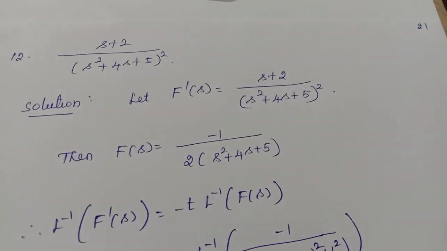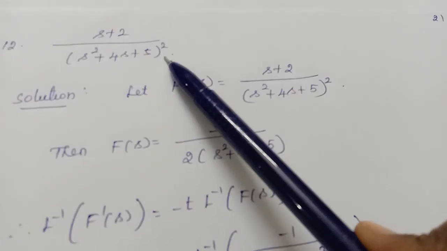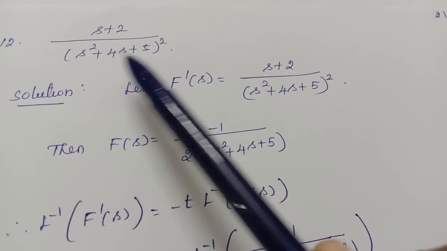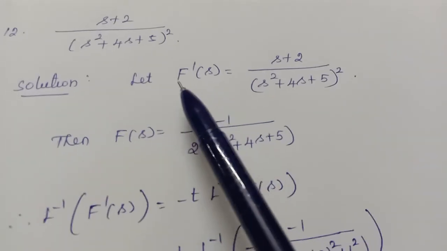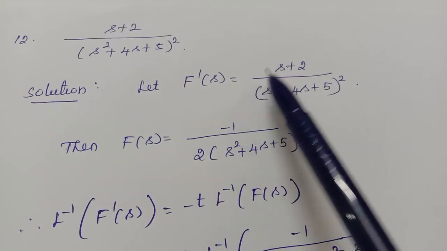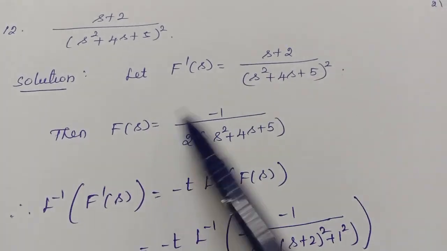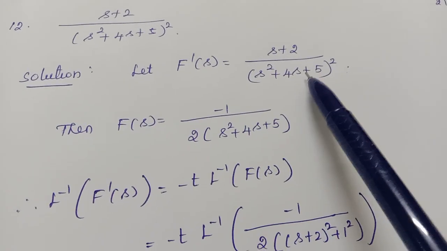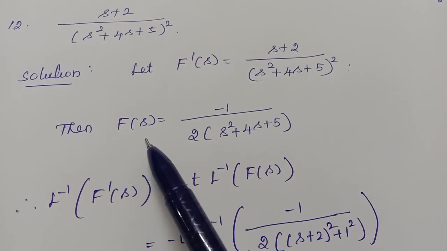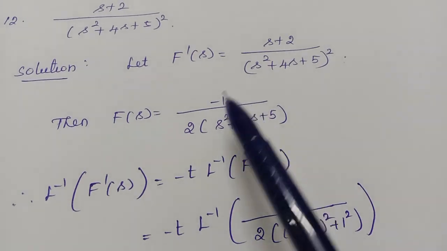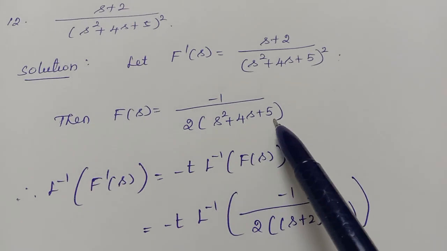s plus 2 by s square plus 4s plus 5 the whole square. This is also similar type. Square term in the denominator. So for that you have to take f dash of s equal to s plus 2 by s square plus 4s plus 5 the whole square. Integrate it. This is also in the same pattern as we have discussed above. So I put the integration value directly. f of s equal to minus 1 by 2 into s square plus 4s plus 5.